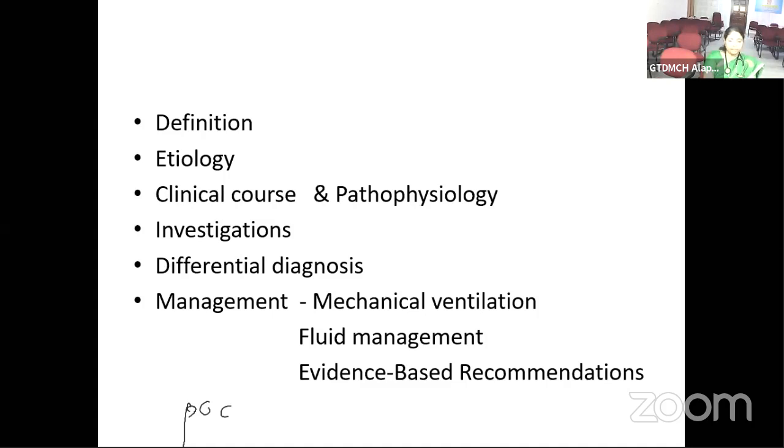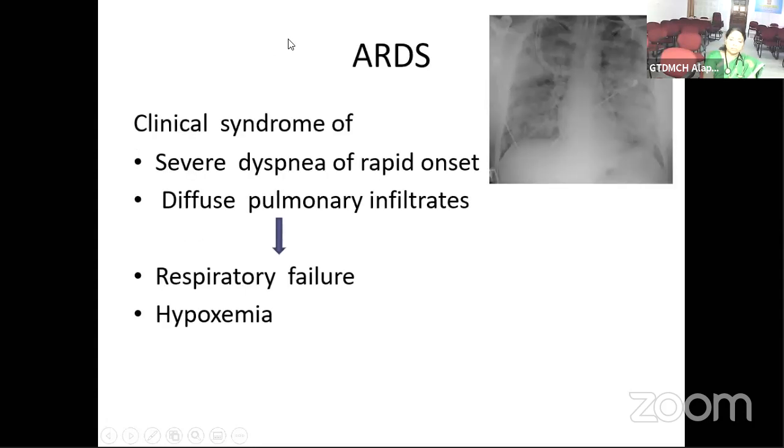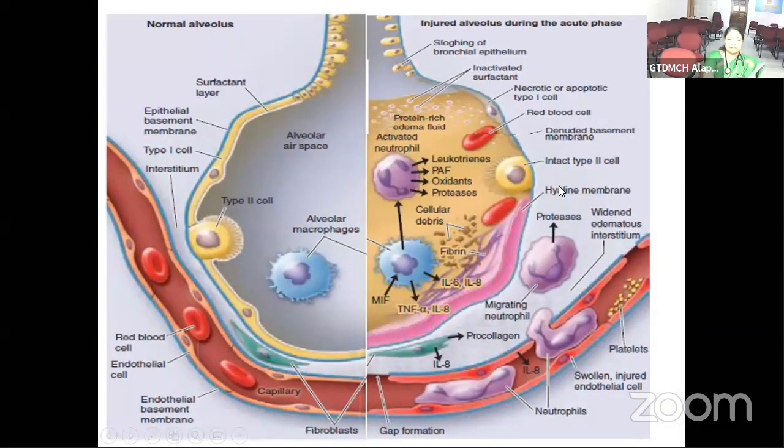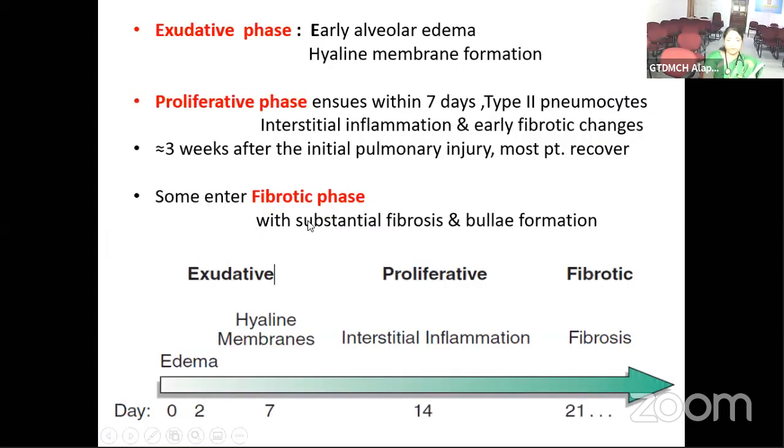So we have discussed the definition, etiology, clinical course and pathophysiology, investigations, differential diagnosis, management. In the management, we discussed the general principles, mechanical ventilation, fluid management, evidence-based recommendations. So this was the definition I told you. Then I told you the etiology, pneumonia and sepsis account for about 50% of the causes. This was the pathophysiology: exudative phase, proliferative phase, and fibrotic phase.